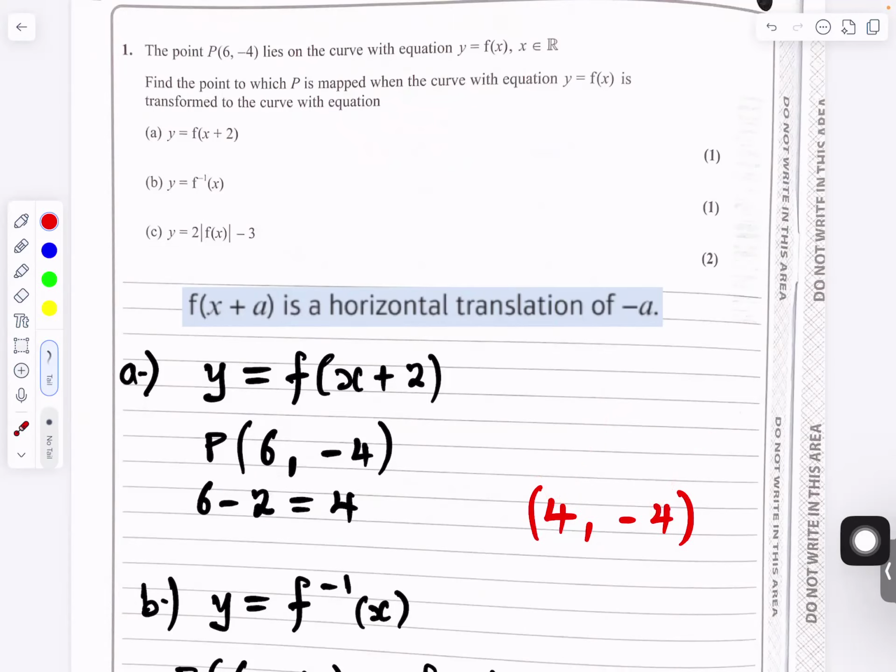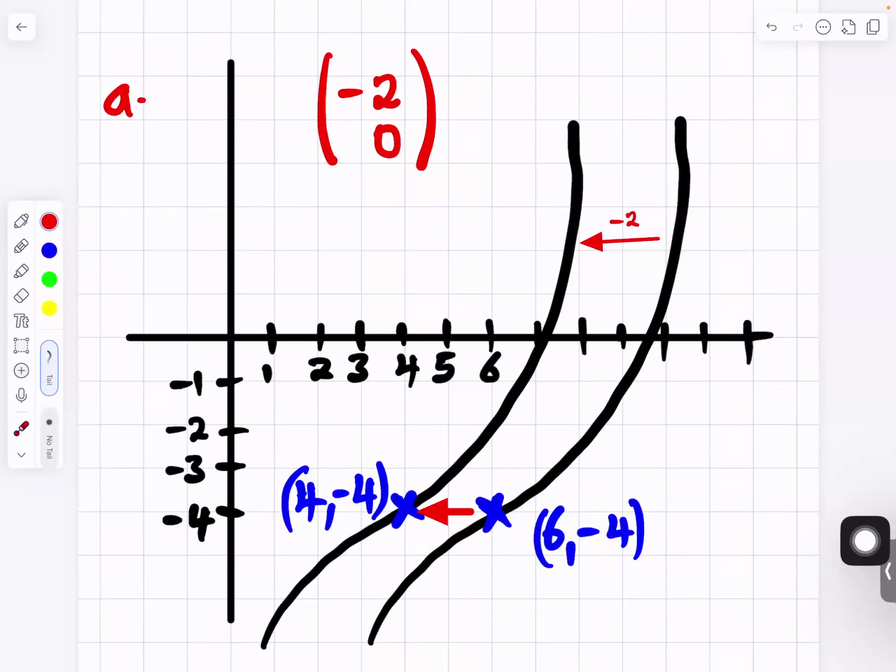Let me put some pictures for you to see what it looks like. If you imagine this curve, you started with this one on the far right there. The minus 2 moves it to the left. So it's a translation of minus 2 in the x direction and 0 in the y. So that point there is (6, -4), and you move it to the left. So the minus 4 stays the same, but the 6 goes down to 4. You minus 2. So that's what that translation is. Horizontal translation of 6 minus 2 gives you 4.